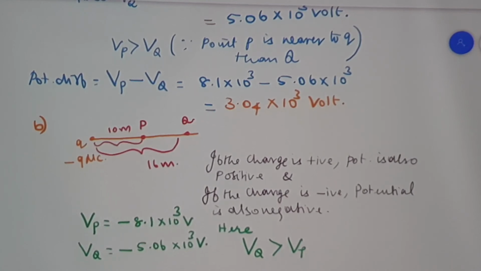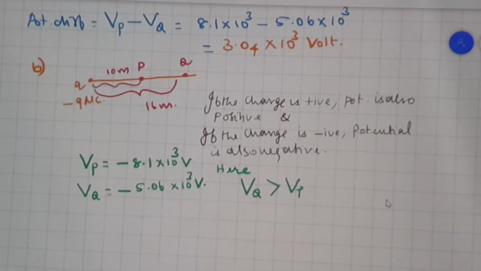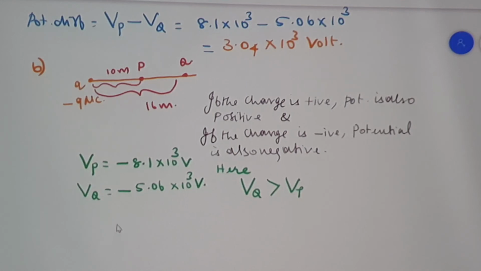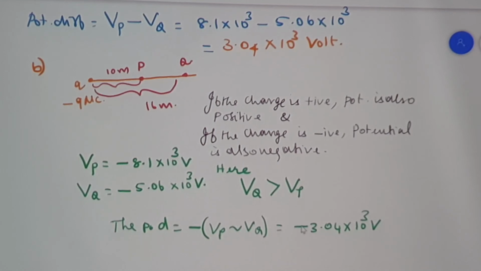Similarly, as in the previous case, I can calculate the potential difference. What is the potential difference? I can write the potential difference is equal to minus of the difference between Vp and Vq. The difference between Vp and Vq is 3.04 into 10 to the power of 3 volt with one negative sign. That's all.